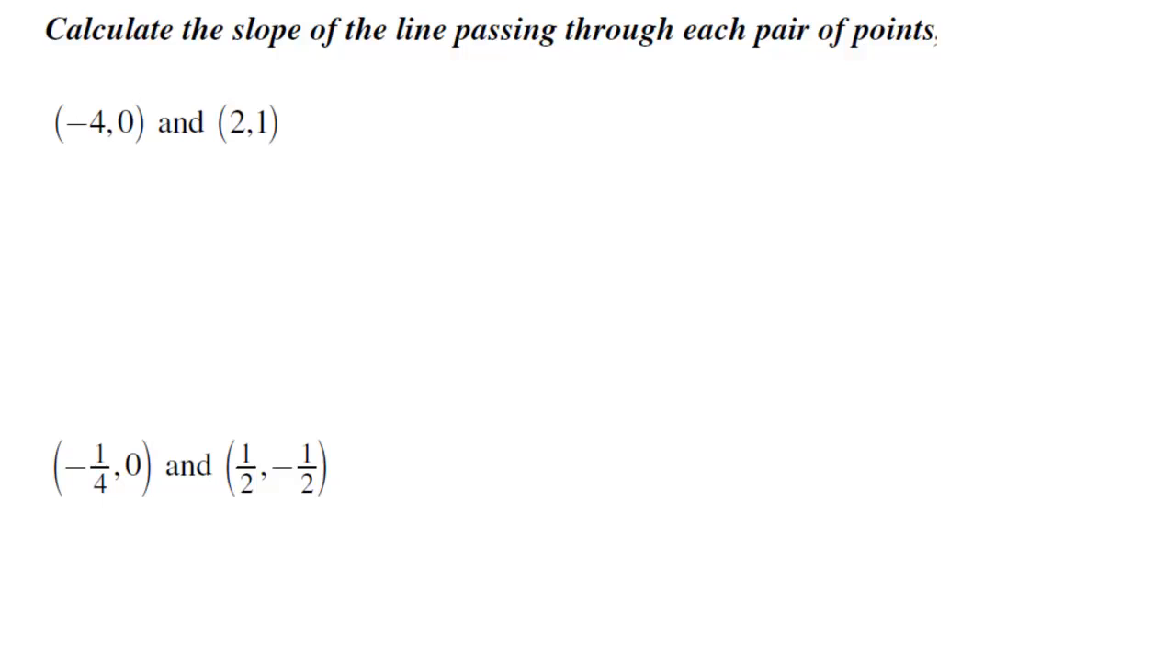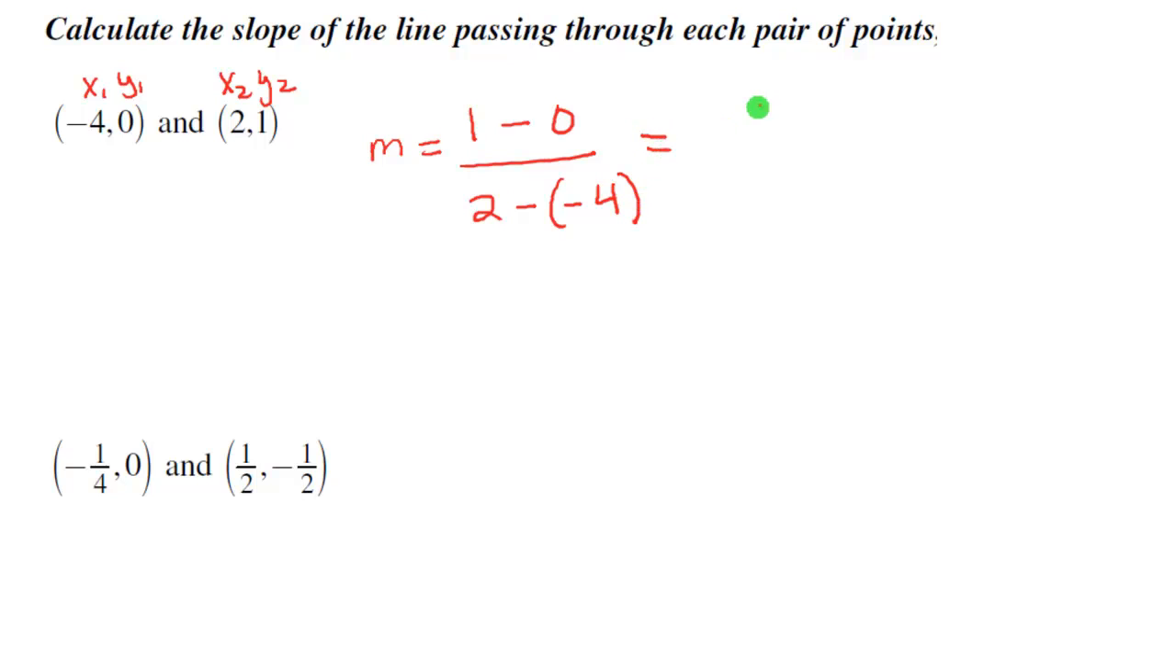Okay, we're going to calculate the slope of the line passing through these pairs of points. We have (-4, 0) and (2, 1). I'm just reminding myself of which point is which. Then we subtract the y's, and we subtract the x's. Notice that we'll have to subtract the -4, so I'm going to have two negatives. That makes a plus, so 2 plus 4 is 6. So 1/6 is my slope for the first pair.